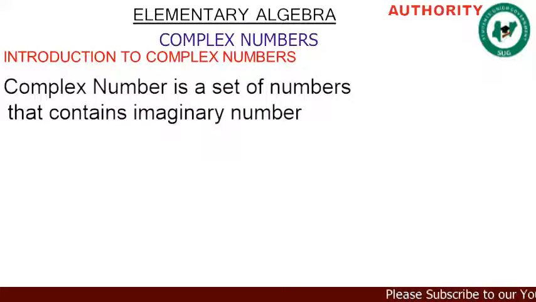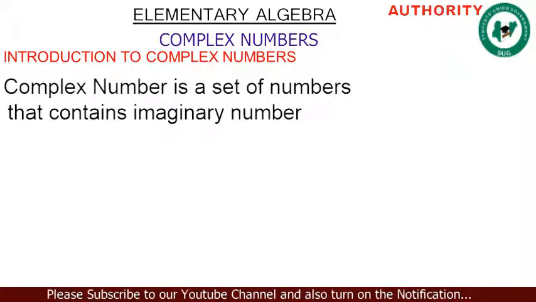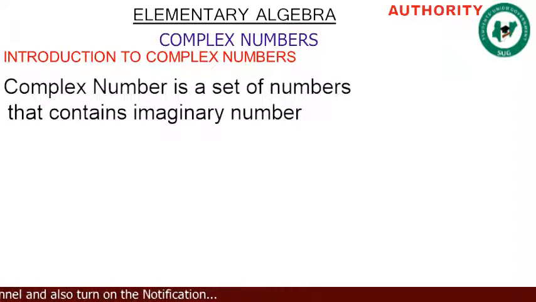So from this place now, you can see that you'll be able to find the square root of a negative number. For instance, you can find the square root of minus 9, the square root of minus 16, square root of minus 25, square root of minus 64. All those ones you can find their square root with the help of this imaginary number.